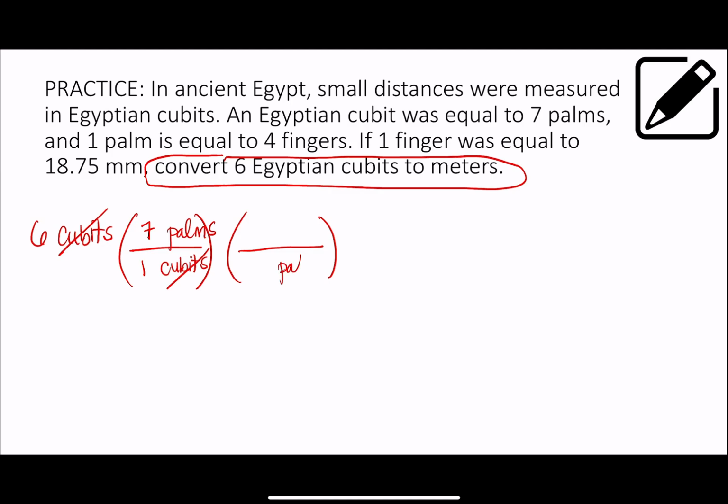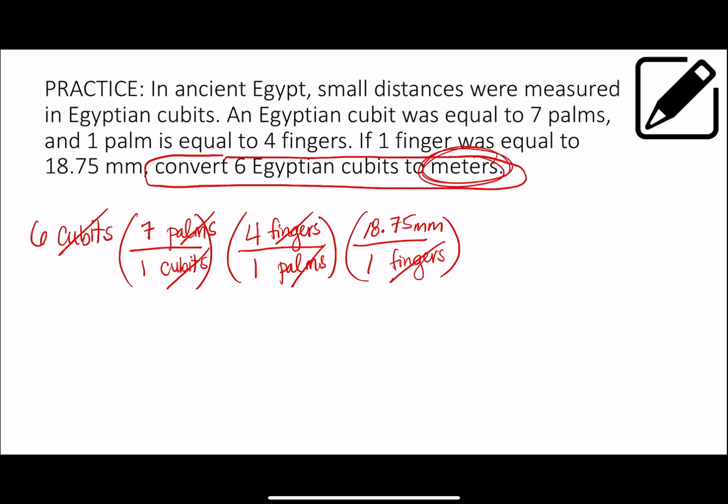So now we want palms right here. And it says 1 palm is equal to 4 fingers. So 1 palm is equal to 4 fingers. Palms cancel at this point. We're almost there. Fingers go down here. And it says that 1 finger is equal to 18.75 millimeters. So 1 finger, 18.75 millimeter. Fingers cancel, and we're not there yet because it wants us to go to meters.